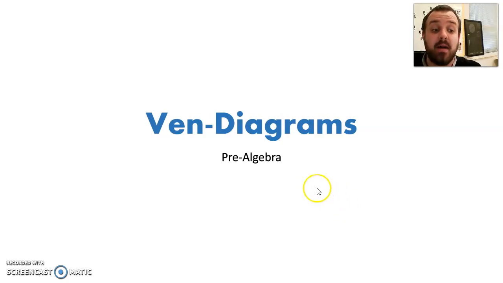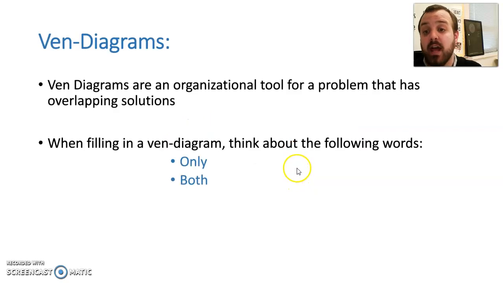Today we're going to be talking about Venn diagrams, basically how we're going to analyze them in order to create them and get information out of them that we need, okay? So a Venn diagram is an organizational tool that we use to deal with problems that involve overlapping solutions.